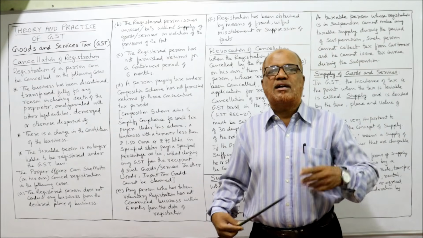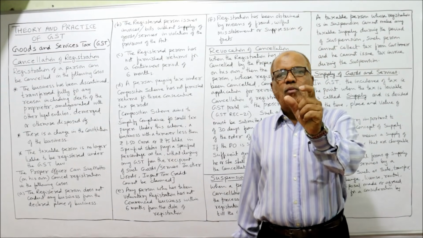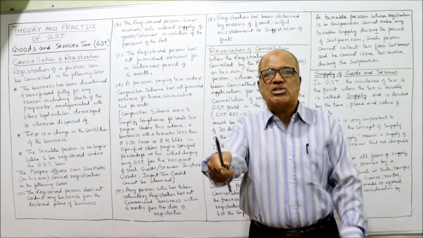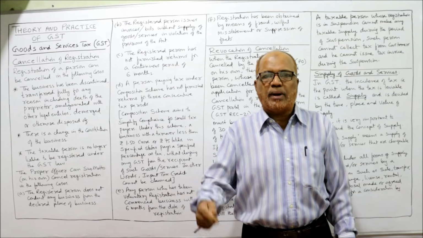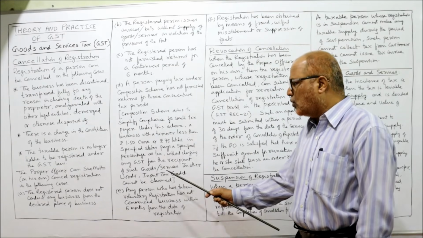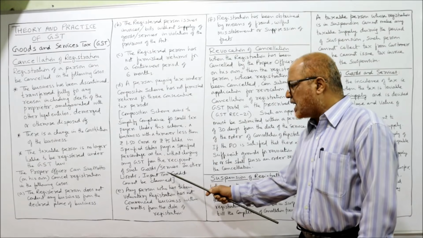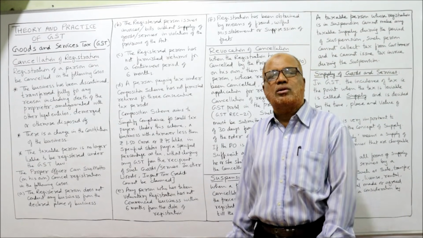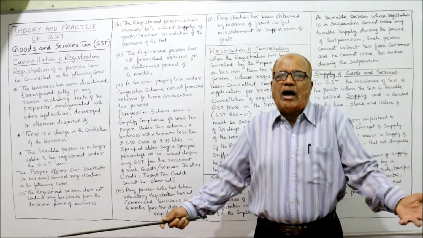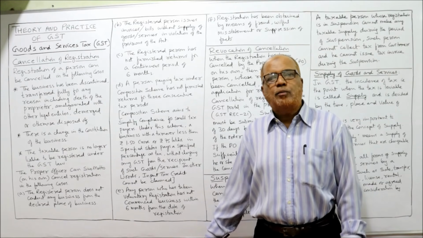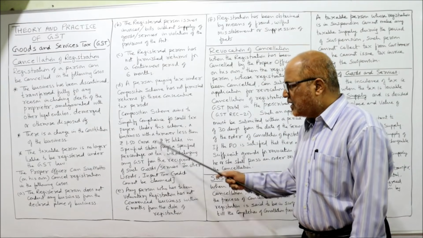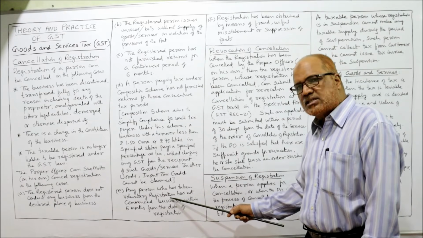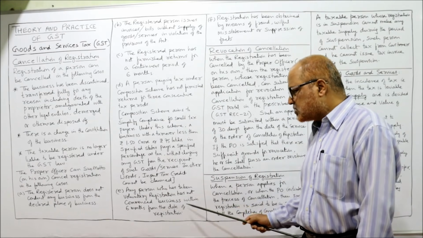Suppose I have registered under the composition scheme, I will pay a small percentage of tax to GST. I will not charge any GST from the recipient of the goods supplied. In other words, input tax credit cannot be claimed, because I am not charging the tax on the customers. That means I am not entitled to input tax credit. This is the condition.